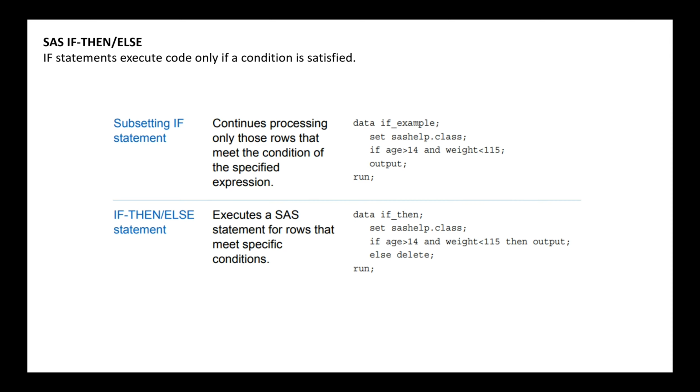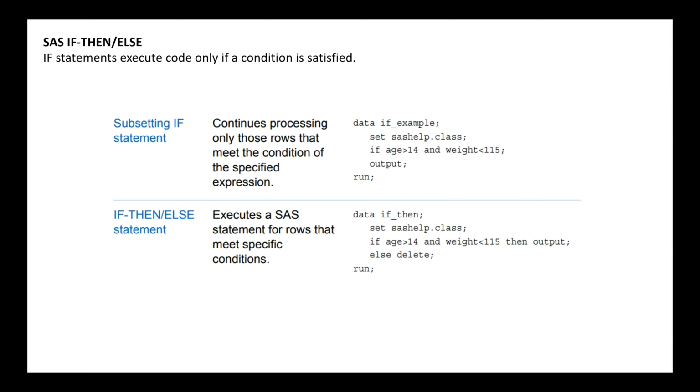In this section, we are going to be looking into how we can use if, then, or else statements in SAS. The way if statements work is that they execute SAS statements or SAS code only if a particular condition is satisfied. Looking at this example in our data step, if age is greater than 14 and weight is less than 115, we want to output that observation in the data, which we call if example. So based on those conditions, we want to execute the following statements.